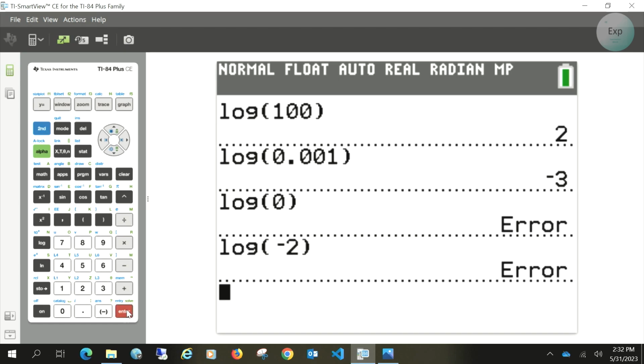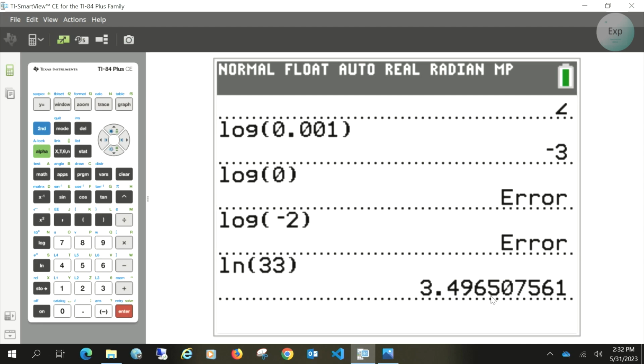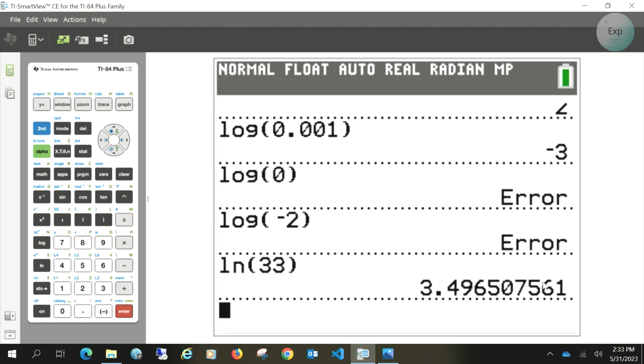If I want to use log base e, that is natural log, ln button here. If I take the natural log of some number, 33, the natural log of 33 is an irrational number, 3.4965075661, and so forth. In calculating the natural log of 33, I get this number, and what I can do is get back the number 33 by using the e to the x feature. If I take e raised to this power, I should get back 33.